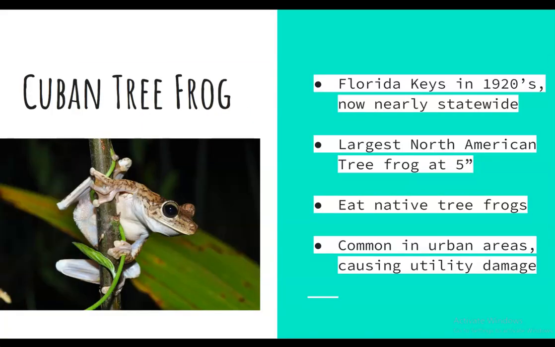The Cuban tree frog first came to the Florida Keys in the 1920s by stowing away on shipping containers. It is now widespread throughout the majority of the state. This is now the largest North American tree frog, growing up to 5 inches in length. They prey on at least 5 native tree frogs as well as other small reptiles. They can be very difficult to identify with their colors ranging from green, gray, brown, and white, and have varying markings on their body. They are very common in urban areas and can create utility damage through power outages and sewage backup.